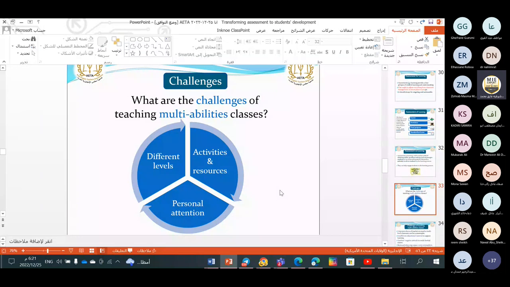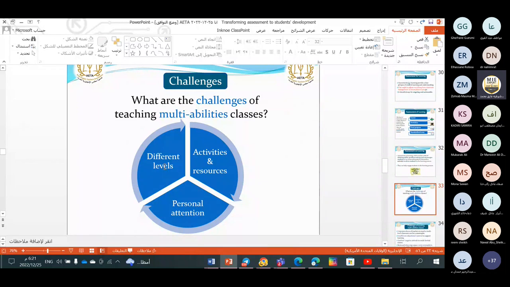Now, when we talk about many initiatives and many strategies, we also have many challenges. But what are the challenges of teaching multi-abilities classes? As you said, there are many different abilities in our classes. What are the challenges that may face you? These are some of them, and I can hear from you more of these challenges.